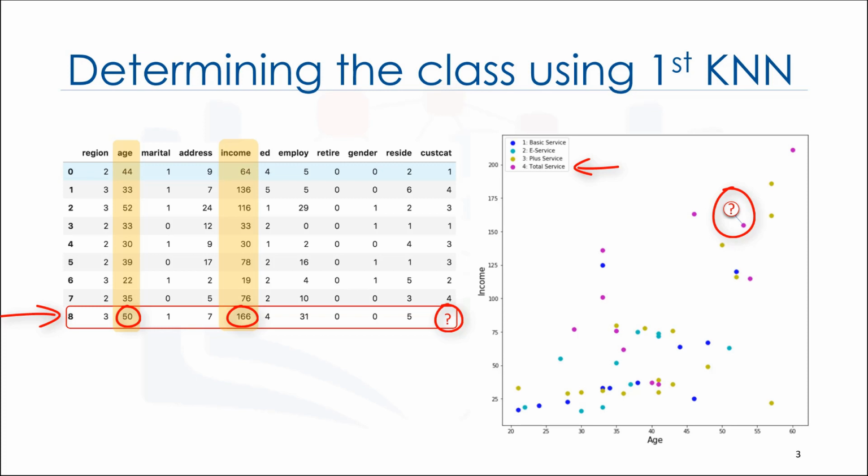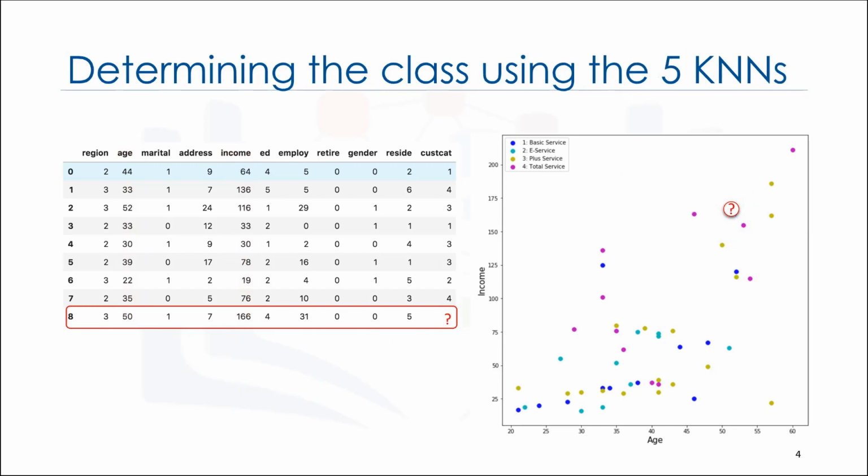Can we also say that the class of our new customer is most probably group 4, i.e. total service, because its nearest neighbor is also of class 4? Yes, we can. In fact, it is the first nearest neighbor. Now, the question is, to what extent can we trust our judgment, which is based on the first nearest neighbor? It might be a poor judgment, especially if the first nearest neighbor is a very specific case or an outlier, correct? Now, let's look at our scatter plot again.